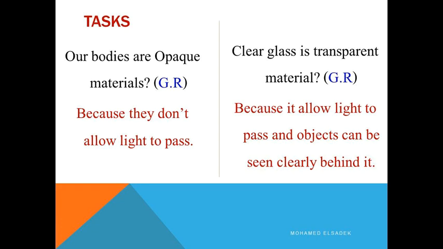Another question. Clear glass is a transparent material. Why? Give reason. Because it allows light to pass through it, and the object can be seen clearly behind it.